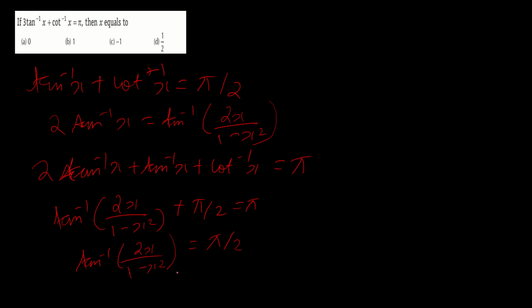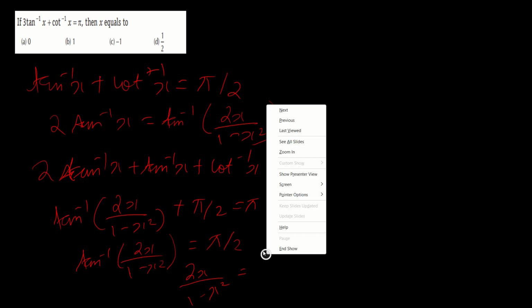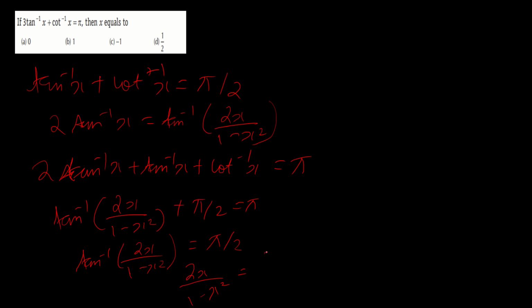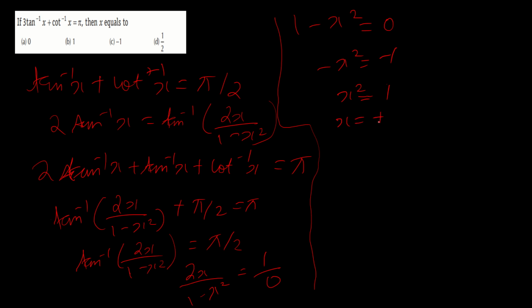Let's push this tan inverse to the RHS. We'll get like this: 2x by 1 minus x square equal to, what is tan pi by 2? Infinity. How do we define infinity? We define it as 1 by 0. That is infinity, right? This is 0. We will get like this. That is 1 minus x square equal to 0. Minus x square is equal to minus 1. X square is equal to 1. X is equal to plus or minus 1.